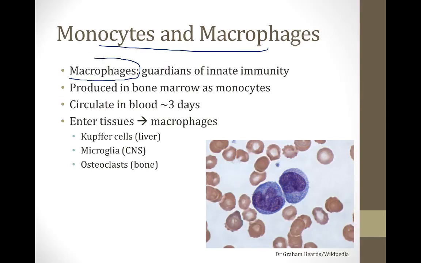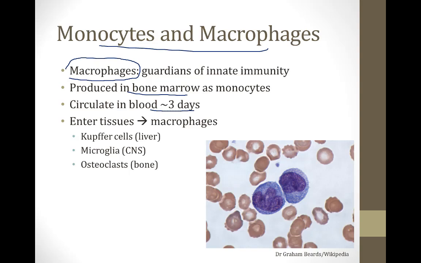So macrophages are the guardians of innate immunity. You can just think of them as soldiers standing guard behind the skin and mucous membranes, ready to consume any pathogens that get inside the body. Monocytes are produced in the bone marrow and they circulate in the blood for about 3 days. You have billions of monocytes in your bloodstream all the time.